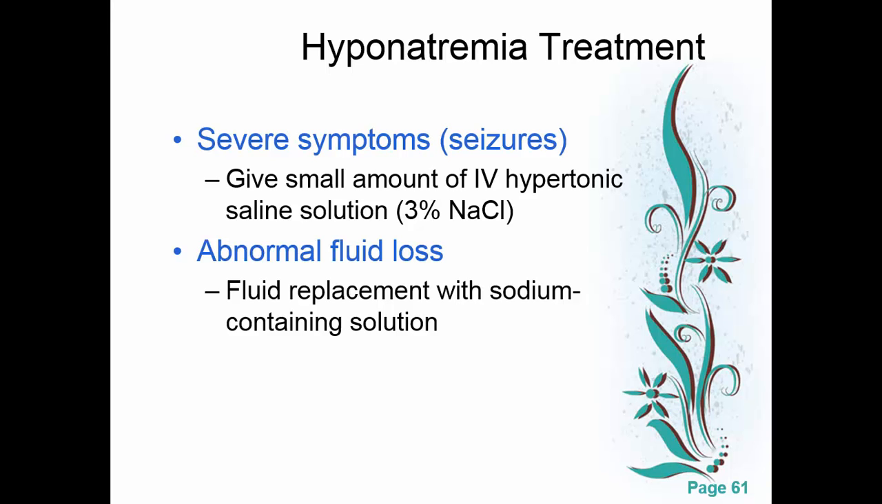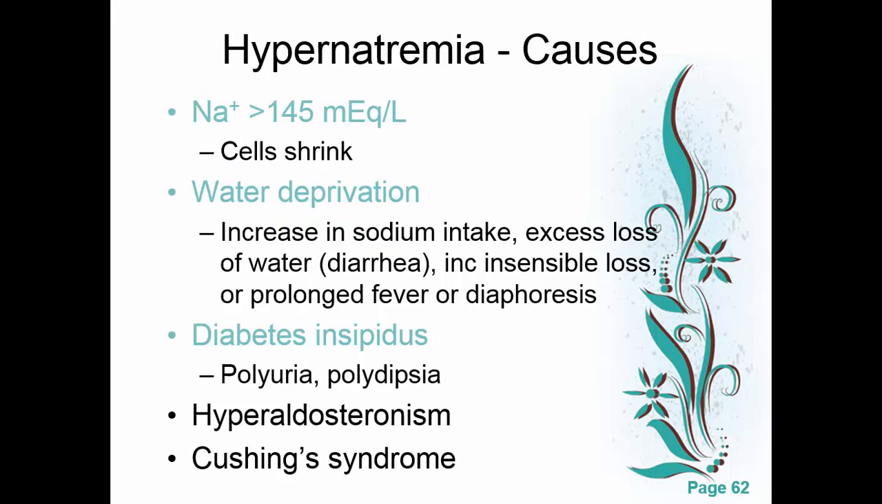Severe symptoms would cause seizures. You want to give small amounts of IV hypertonic saline, which is a 3% normal saline or sodium chloride. You have to be very careful giving this, and that's why they say small amounts, because you can actually change things very quickly and get things in a hypernatremic state. Abnormal fluid loss is treated with fluid replacement with sodium-containing solution.